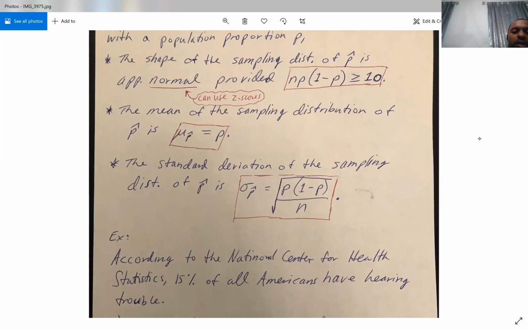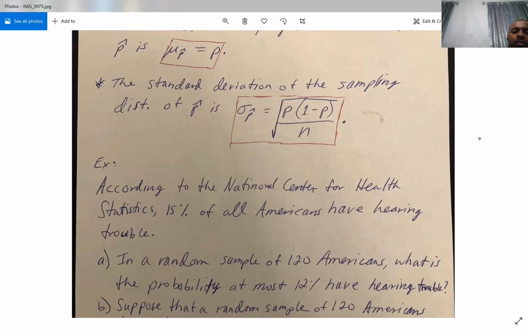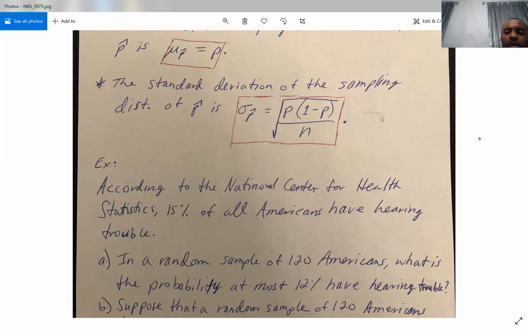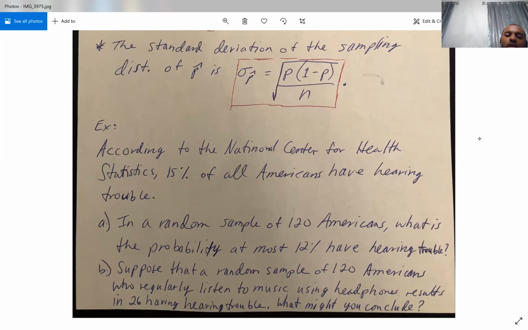All right, let's look at an example. According to the National Center of Health Statistics, 15% of all Americans have hearing trouble. A, in a random sample of 120 Americans, what is the probability that at most 12% have hearing trouble? Then B, suppose that a random sample of 110 Americans who regularly listen to music using headphones results in 26 having hearing trouble. What might you conclude? So I'll give you a chance to write that, and then we'll look into it.